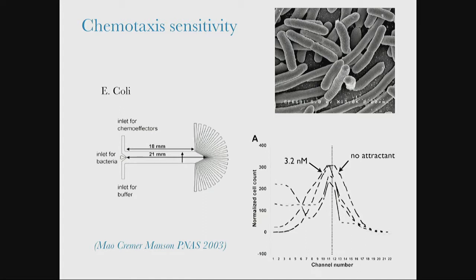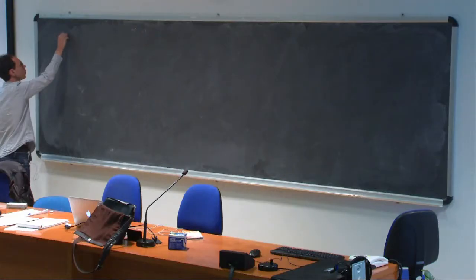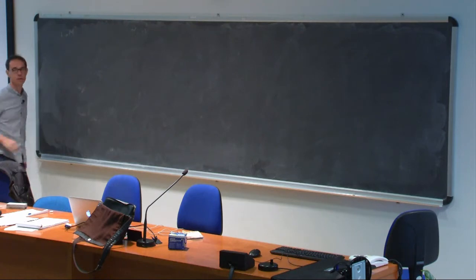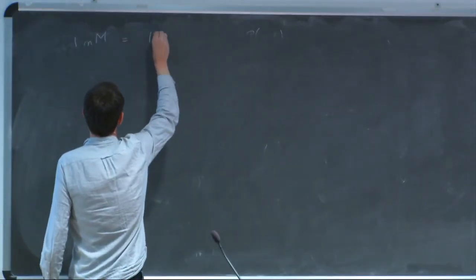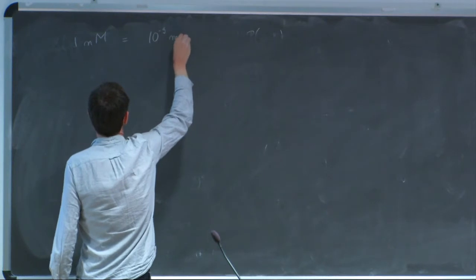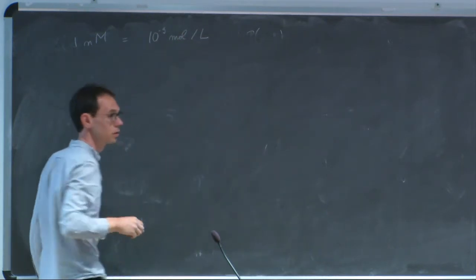To really understand how extraordinary this feature is, here is the E. coli, the most studied bacterium, as you know. You need to do a small calculation first, a calculation of order of magnitude. Do you know what a nanomolar is? It's pretty abstract. A nanomolar is 10 to the minus 9 mole per liter.